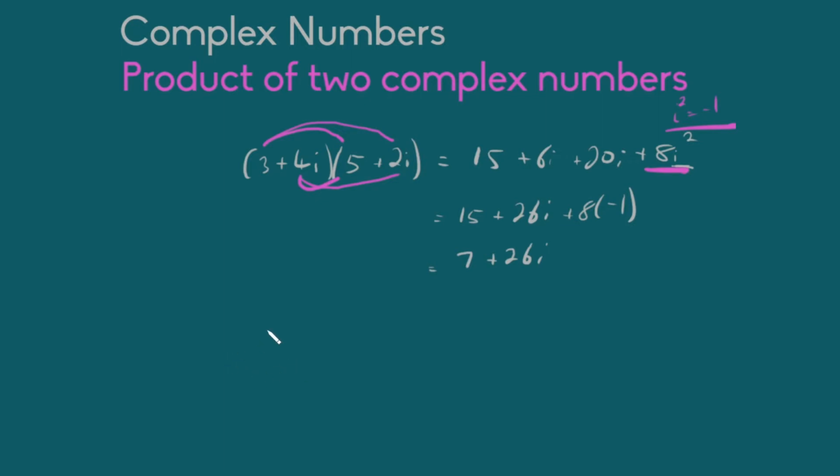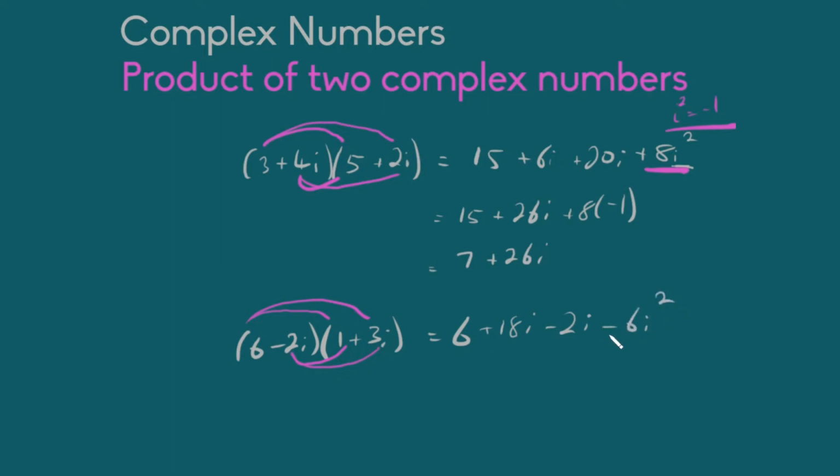Okay, so let's do one more example because this is quite important to get down. If we had 6 minus 2i multiplied by 1 plus 3i, we're going to FOIL this. So 6 times 1 is 6. 6 times 3i is 18i. Minus 2i times 1 is minus 2i. And then minus 2i times 3i is minus 6i squared.